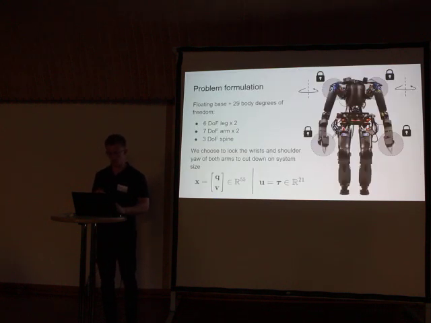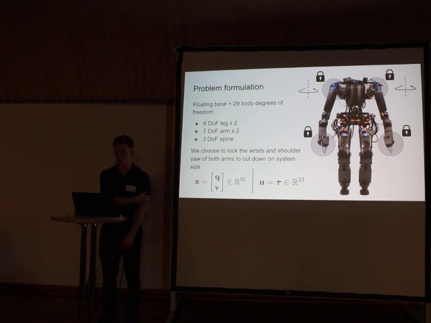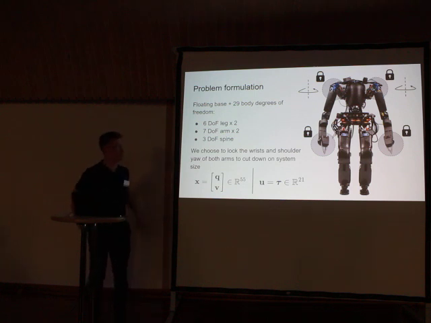So for the problem formulation, Nadia's got 29 internal degrees of freedom: 6 DOF legs, 7 DOF arms, and a 3 DOF spine. We actually lock the wrist joints and the shoulder yaw joints because currently they contribute very little to the maneuvers we're trying to do. And so we end up with a state vector that's 55 dimensional, and our control vector is the joint torques, and that's 21 dimensional.